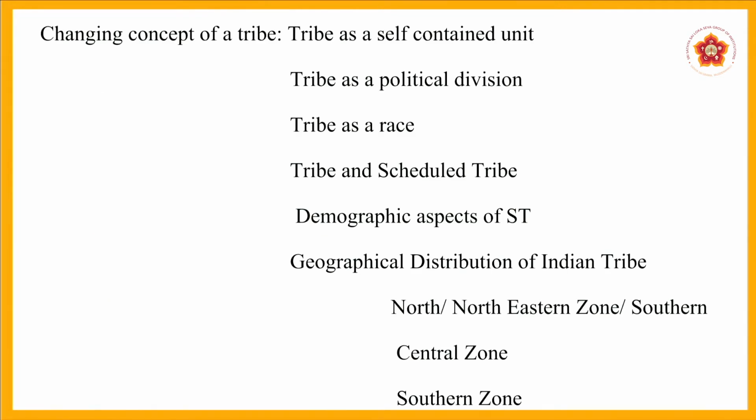Then we came to the tribe. So, first we defined what the tribe was, then these are some of the changing concepts of the tribe. Again there are four points: tribe as a self-contained unit, tribe as a political division, tribe as a race, tribe and scheduled tribe. Then there were demographic aspects of scheduled tribe and there was geographical distribution of Indian tribes.